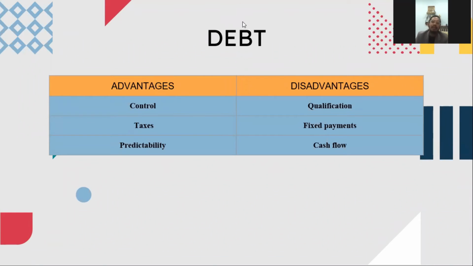So there are advantages and disadvantages in debt. The first advantage is control. Next is taxes. In taxes, the interest on a loan is tax deductible, while the dividends paid to shareholders are not deductible. Next is predictability. The disadvantage is qualification. For the qualification, the company and the owner must be eligible with an acceptable credit rating. Second is fixed payment. Third is cash flow. Too much debt makes it more probable that the company may have difficulty paying loans when the cash flow drops.